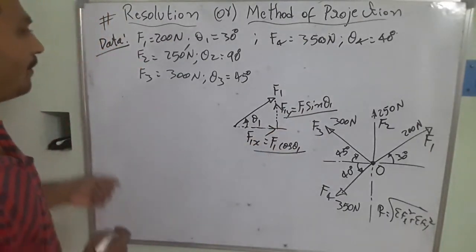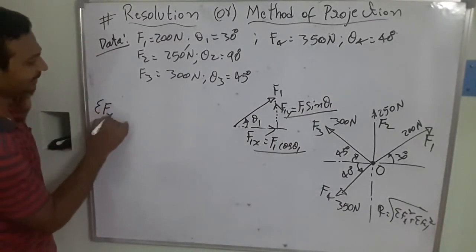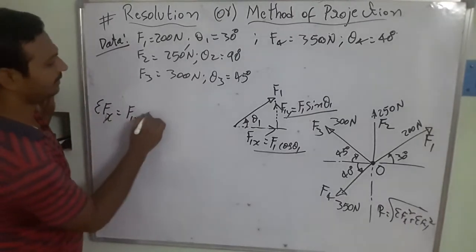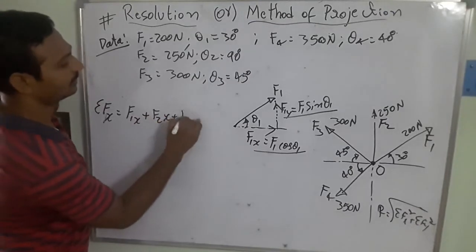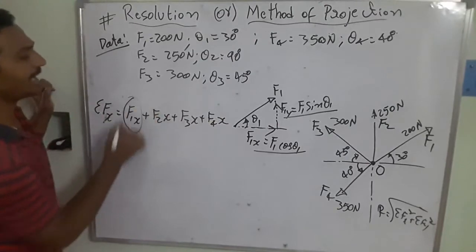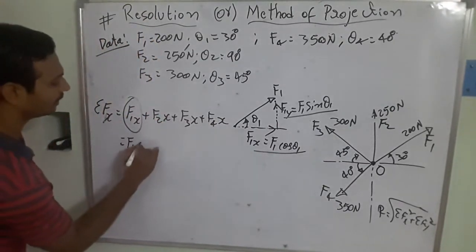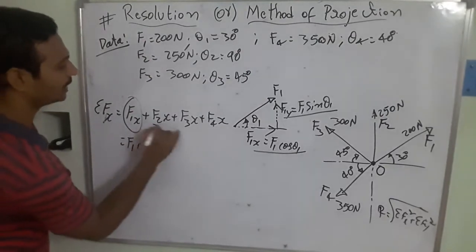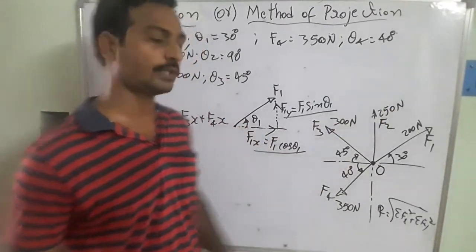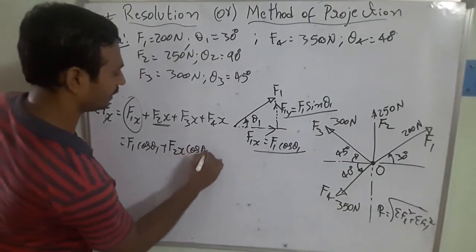Then I am going to write here the summation of the forces Fx is equal to the forces we are getting here. That's F1x plus F2x plus F3x plus F4x. What is F1x? That is equal to F1 cos theta 1, we are getting. What is F2x in this case? F2 is acting vertically in the upward direction. So even so, I am going to take here F2 cos theta 2.